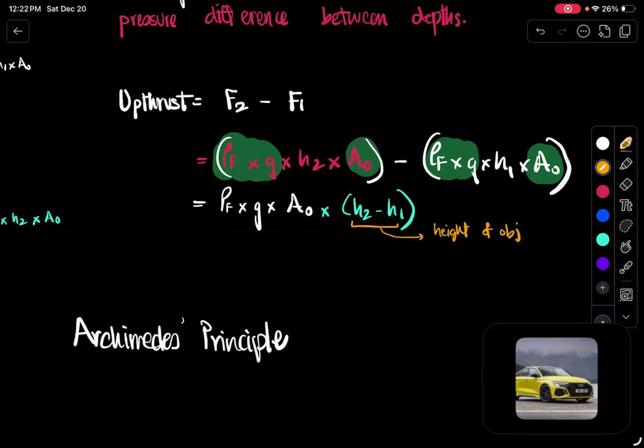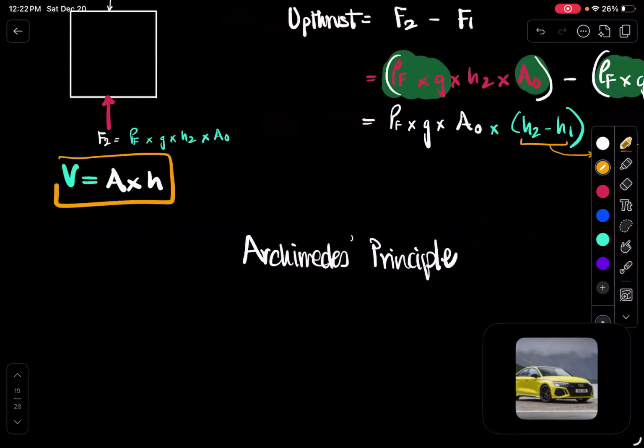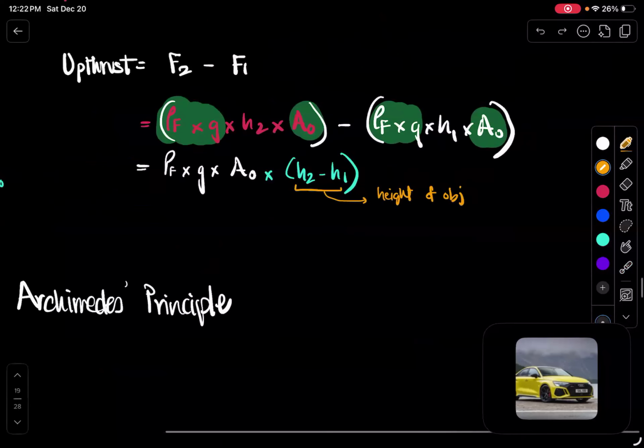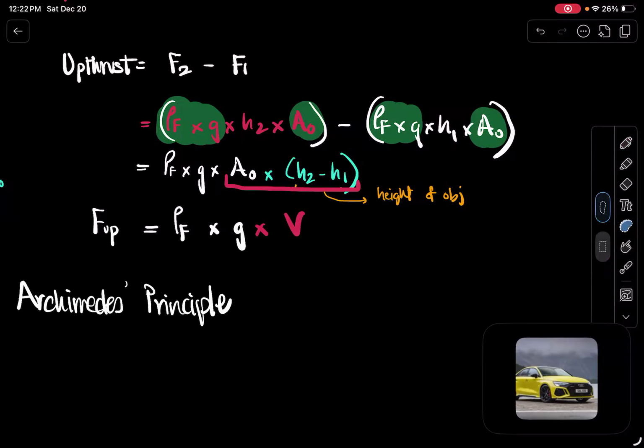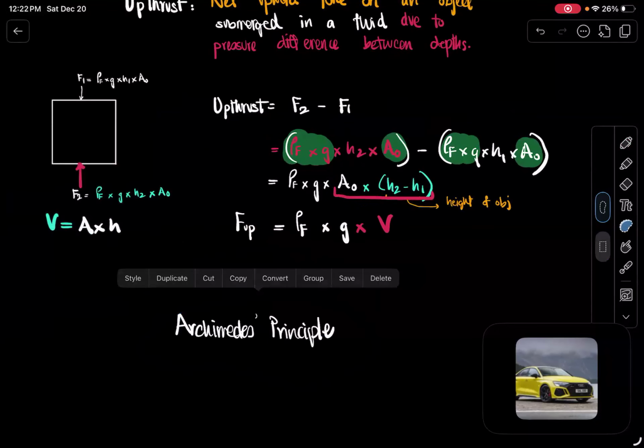Volume is simply area times the height of something, so if you multiply area times height, that is just equal to the volume. That means the upthrust force is equal to density of the fluid times g times the volume. That's it. This is the formula for upthrust.